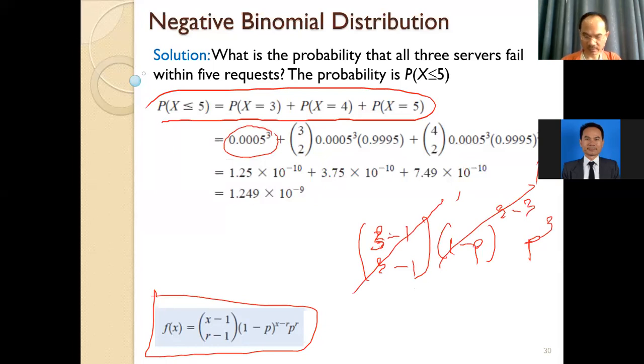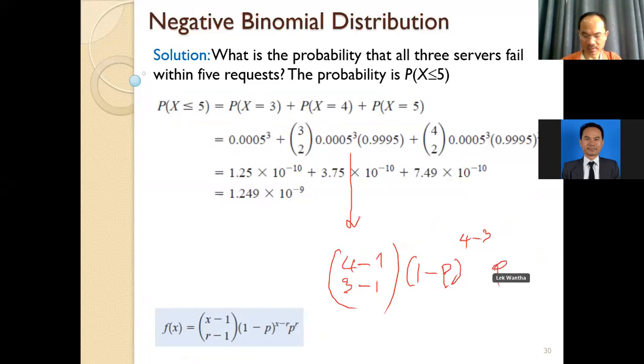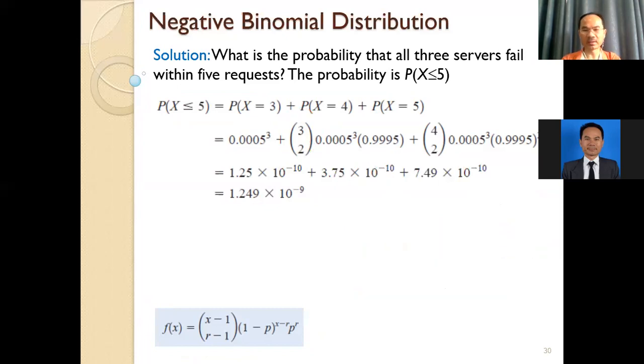This is the first one. And the second one, for X equal to 4, is C(4 minus 1, 3 minus 1), times (1 minus P) to the power 4 minus 3, times P to the power 3. This should be C(3, 2). The third is the same. Then you can calculate by the technique of factorial. You get that the probability is a very, very small value within 5.